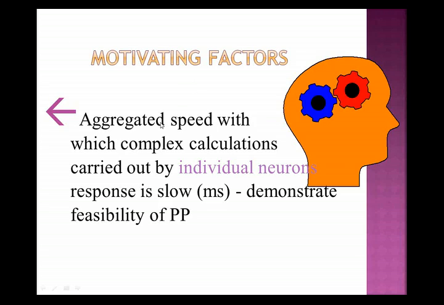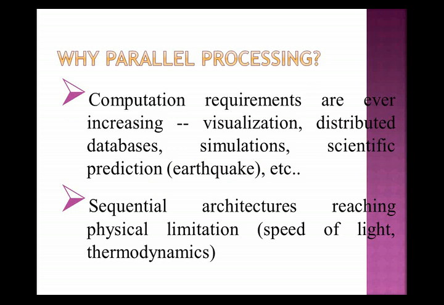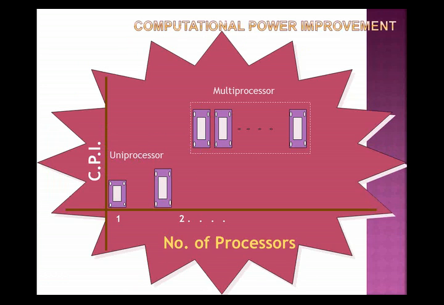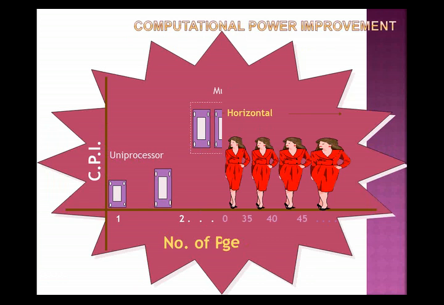Then what is the motivating factor? That is to aggregate the speed, meaning increase the speed for complex calculations. Then why are we using parallel processing? Computation requirements are ever increasing, such as distributed databases and scientific computing like earthquake simulation, and sequential architecture is reaching its physical limitation. Then what is technical computing? That is solving technology problems using computer modeling, simulation and analysis. This is the computational power improvement.